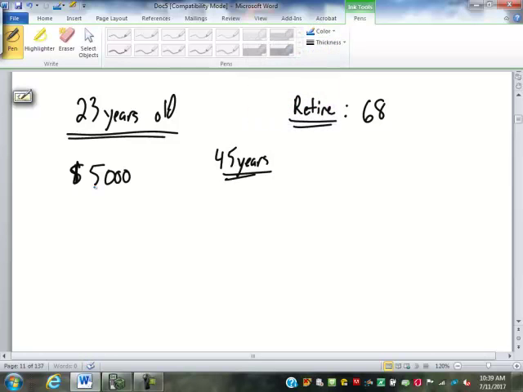So if they take that $5,000 that they saved at 23 years old, just that 1 year, nothing else, just that one $5,000 thing, and they put it away in an investment, the average return in the stock market over a 40-year period is between 12 and 13% per year.